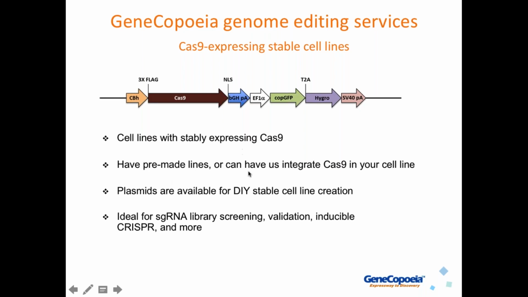But we're also making more through time, or you can have us integrate Cas9 in your cell line for you. In addition, plasmids are available for do-it-yourself stable cell line creation. And these are ideal for single guide RNA library screening, validation, inducible CRISPR, and more.